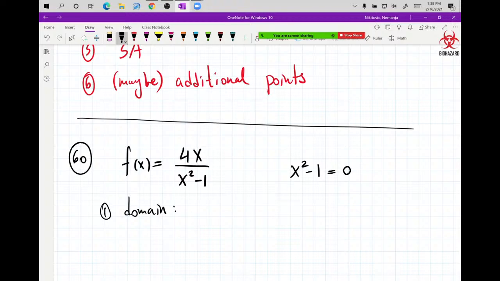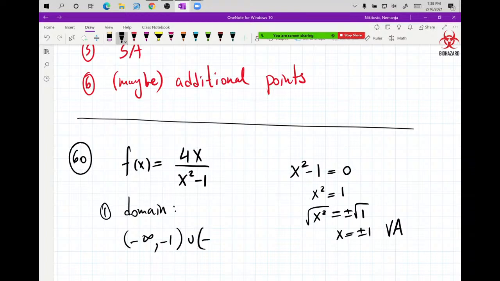If I do this, and then I ship 1 to the other side, and then square root both sides, which will give me plus minus 1, I will find plus minus 1 as vertical asymptotes. Again, because the factors that you get here, x minus 1 and x plus 1, they don't cancel with 4x in any way. So now we have that there are two vertical asymptotes, right? A vertical asymptote at x equals minus 1 and a vertical asymptote at x equals positive 1. That makes a break in our domain along those values. We just write it out.